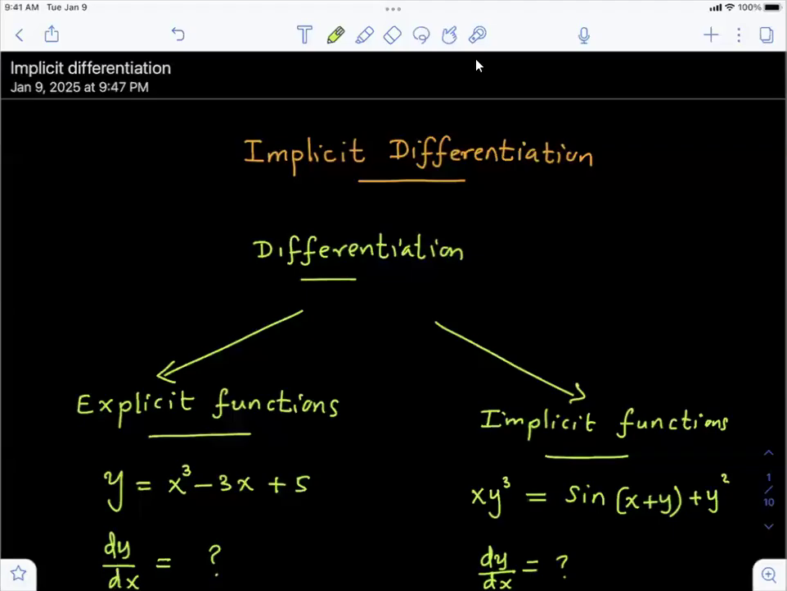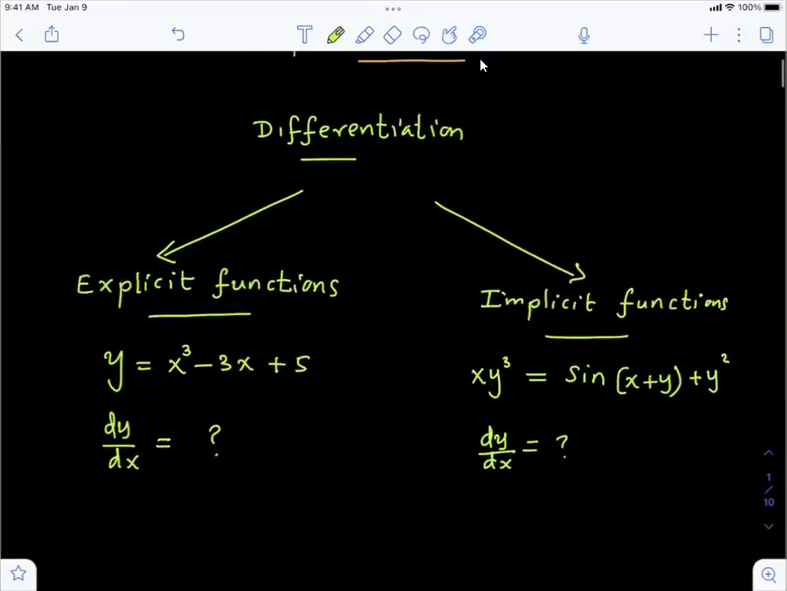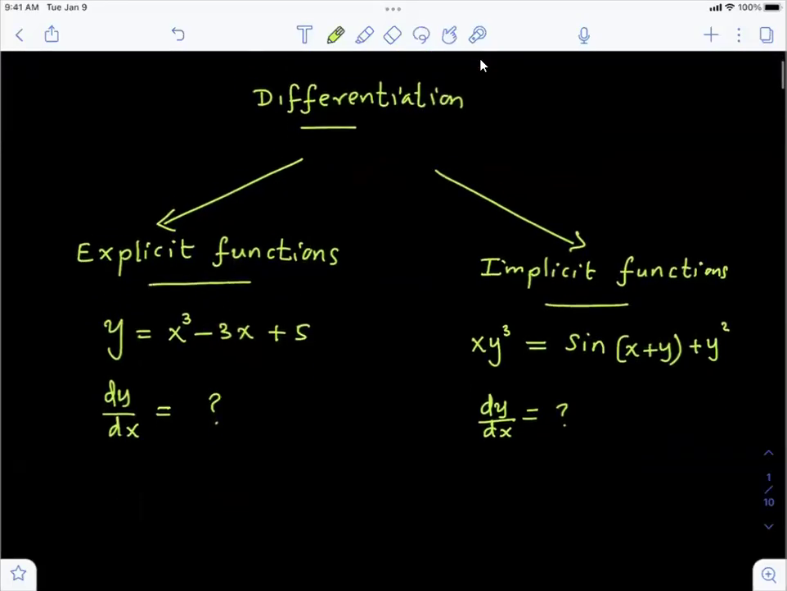Hello, everybody. Welcome back. In this lesson, we will go over implicit differentiation. What is implicit differentiation? When you consider the differentiation process, you can categorize it into two different branches.